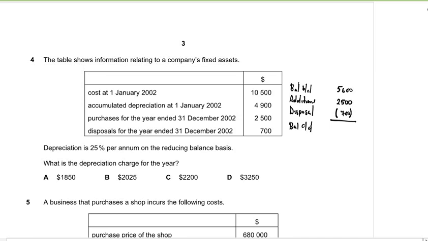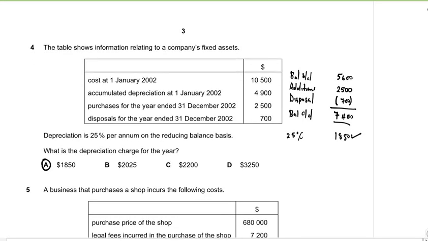So 5,600 plus 2,500 minus 700, what we get? We get 7,400. And depreciation being charged on reducing balance basis, we take 25% of that, right? So times 25%, we get 1,850. This is the depreciation charge that we are looking for, and the correct alternative is at letter A. Right, then we move ahead.